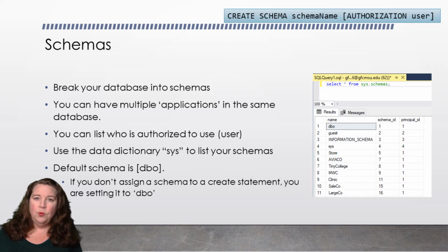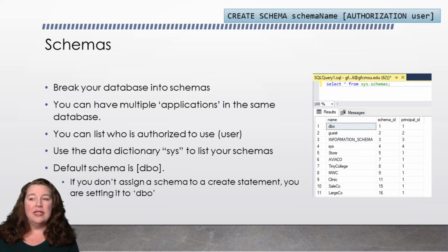If you want to look at the schemas that are in your database, you can look at the data dictionary. Remember, we talked about those. That's the one that the database designer uses to see which objects exist in his database. You can do sys.schemas to get the list of schemas, as I have listed here.